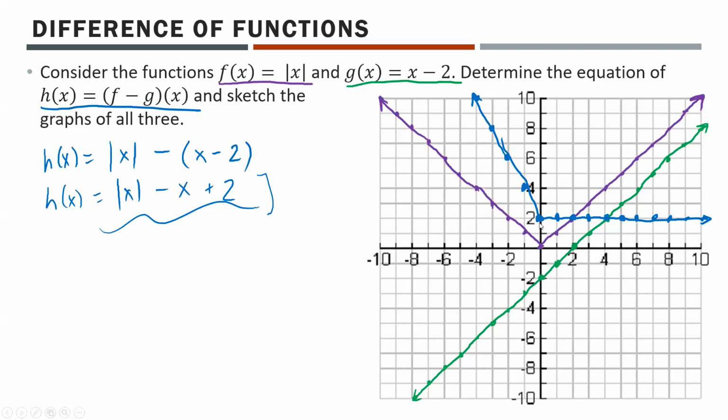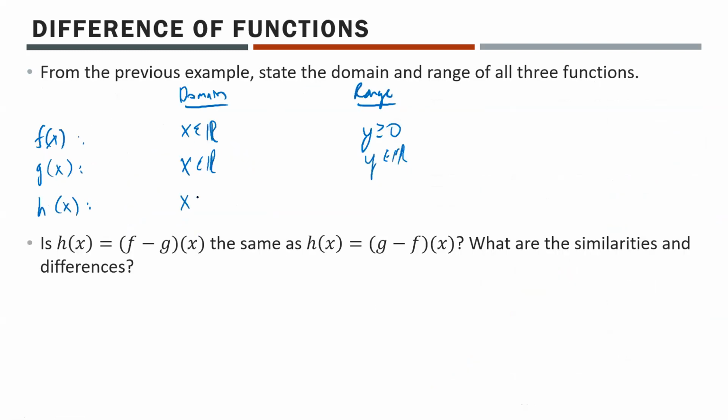But our range is y must be greater than or equal to 2, right? From here onwards, we are never going to drop below 2. It's just going to stay steady at 2 from there on. So we'll say again, x is an element of the real numbers, and y is greater than or equal to 2.